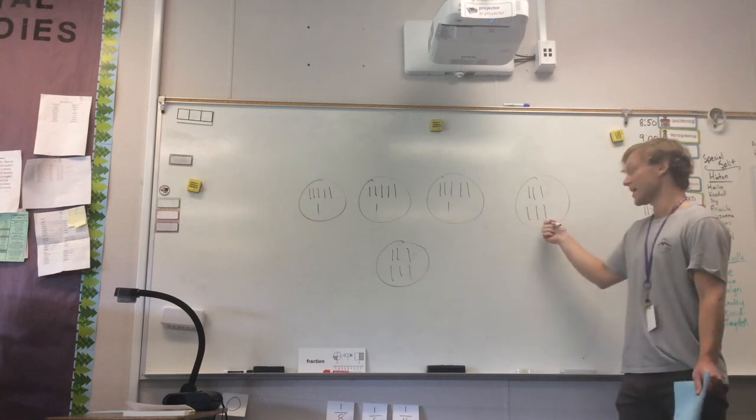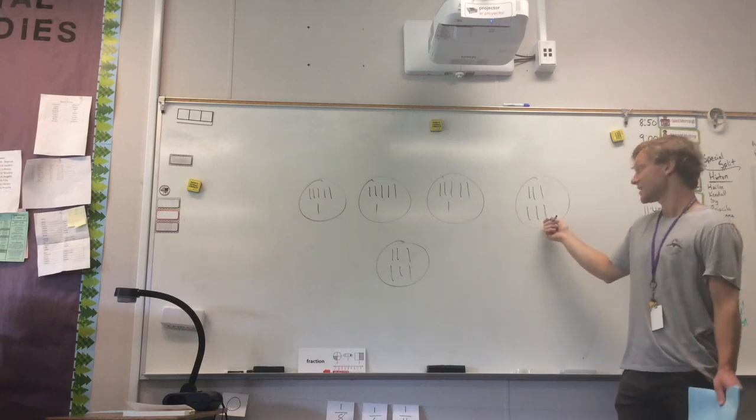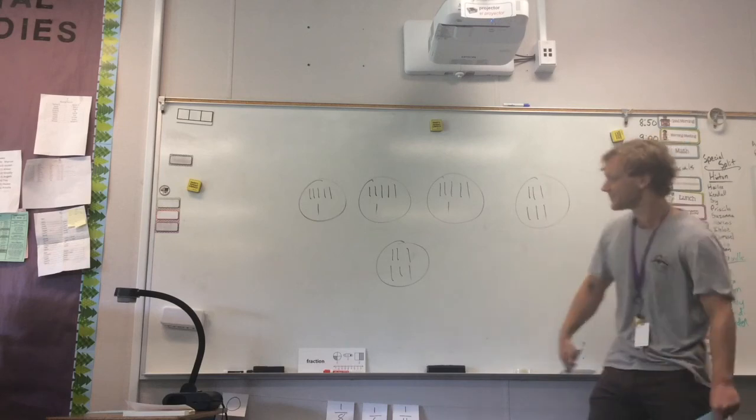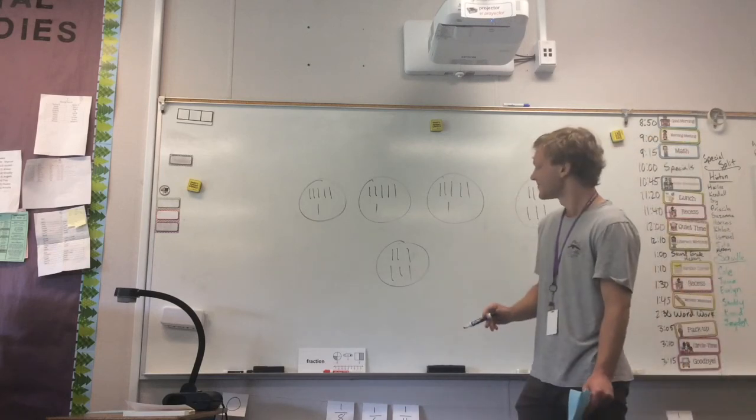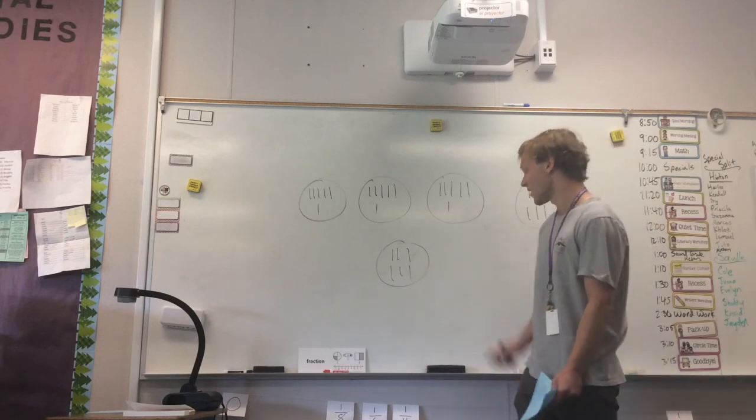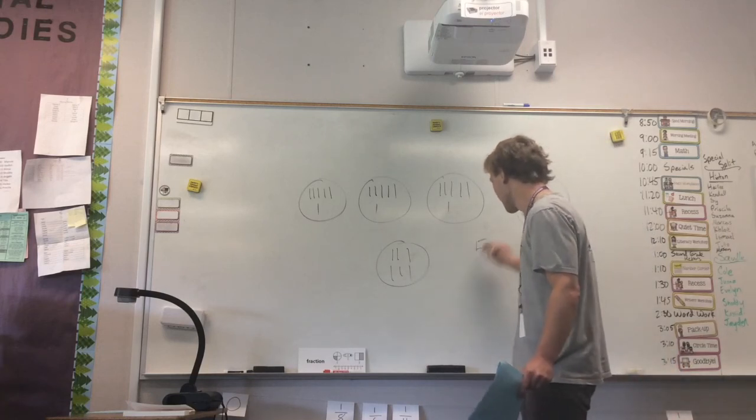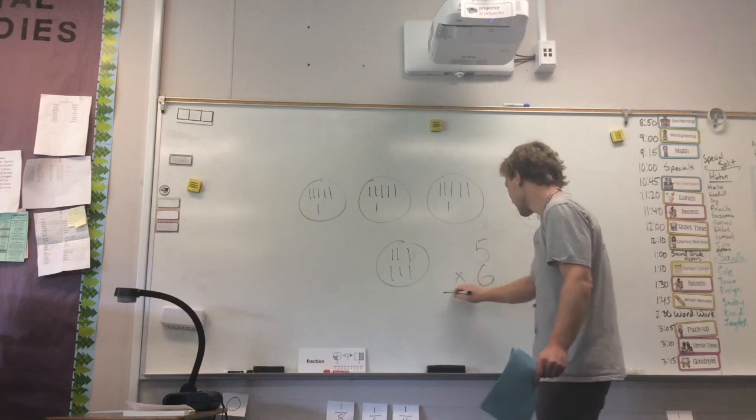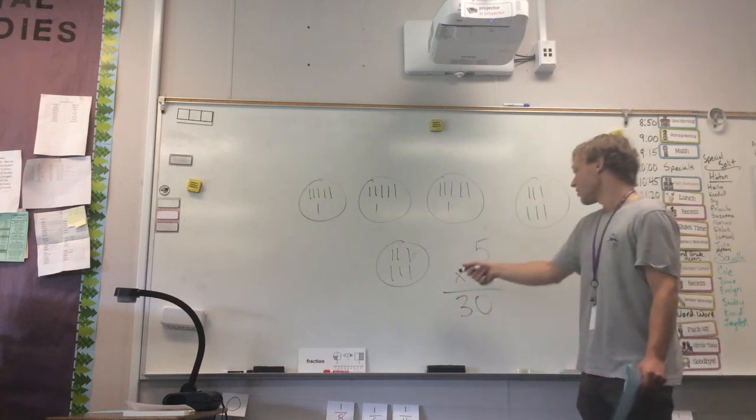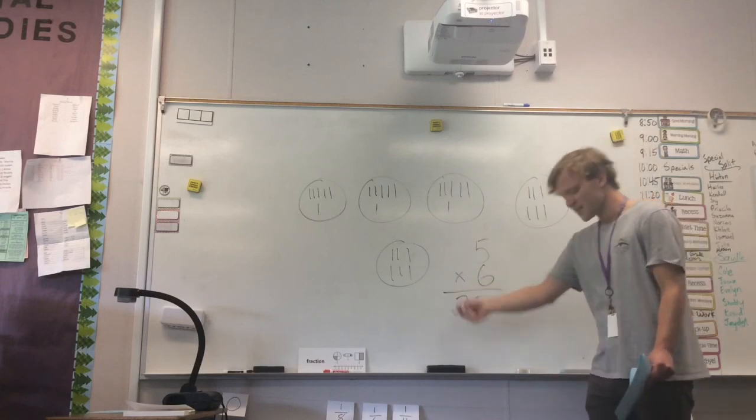We have 6 more than that. 6 más de este, 24. And 6 more than that. 6 más de 24. It's 30. So, 5 groups of 6 is 30. 5 grupos de 6 es 30.